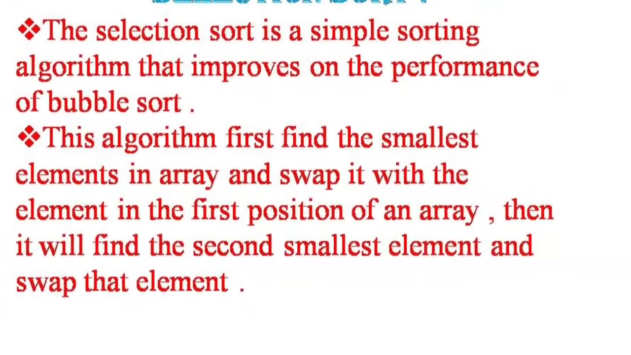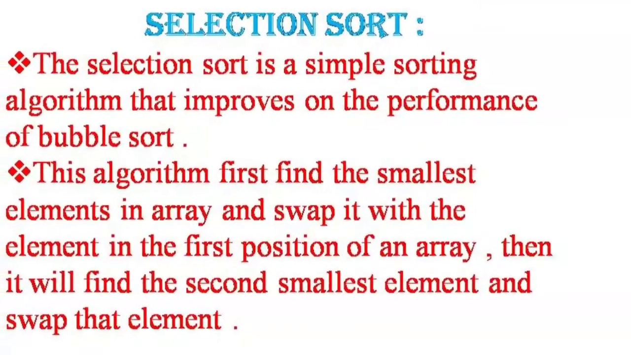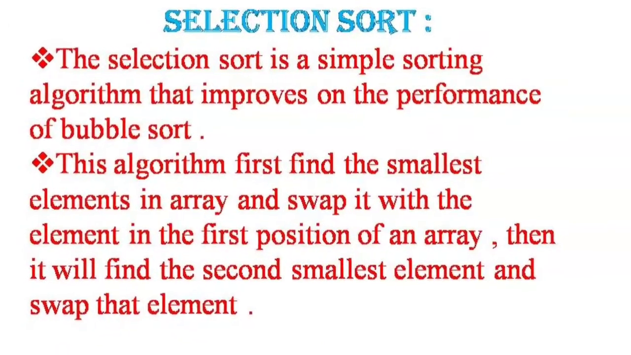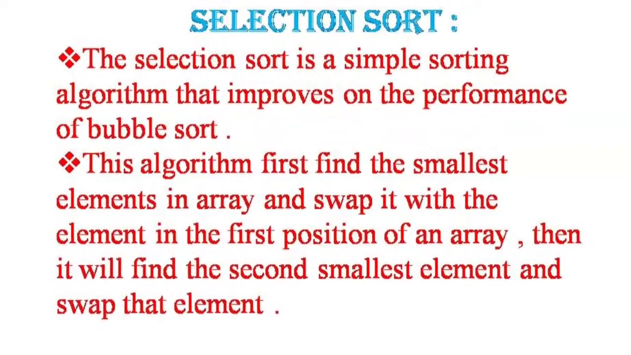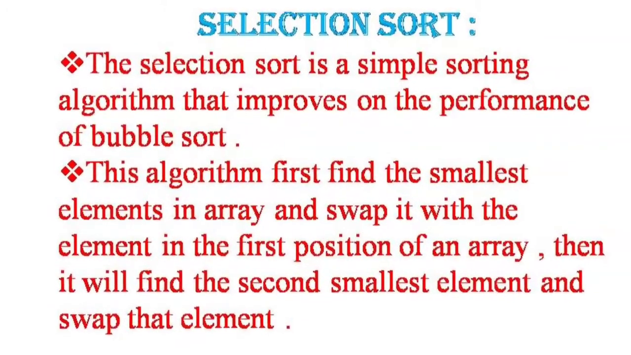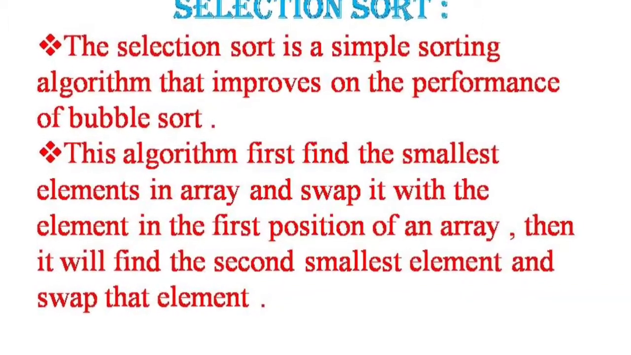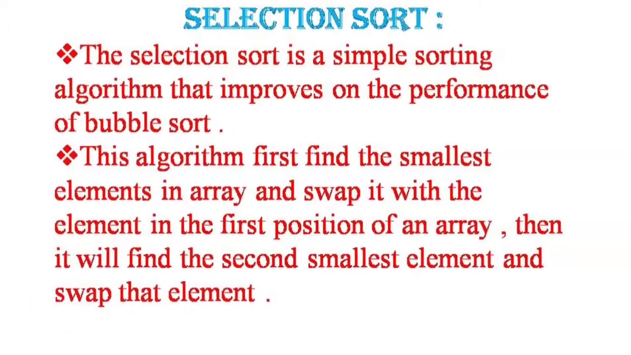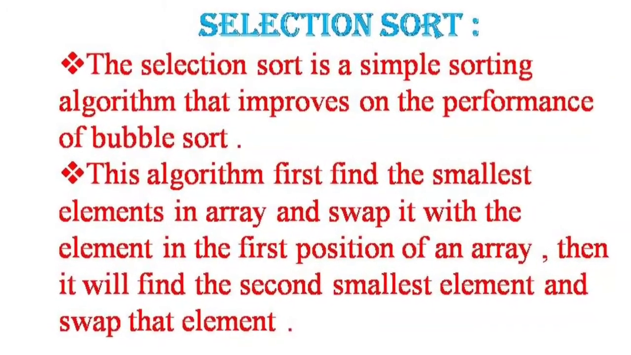Next one, selection sort. It is a simple sorting algorithm that improves on the performance of bubble sort. This algorithm first finds the smallest element in an array and swaps it with the element in the first position of the array. Then it will find the second smallest element and swap that element.